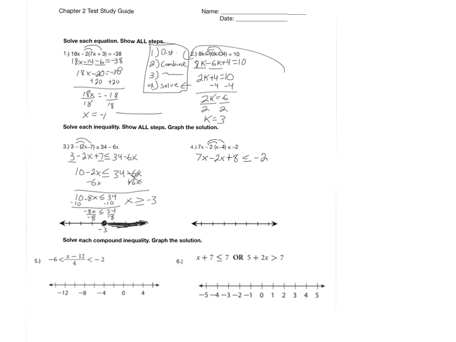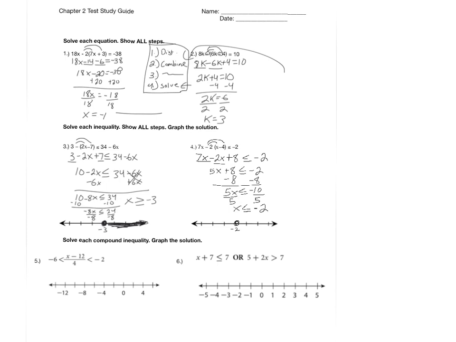Then we combine like terms. So that would be 5x plus 8 is less than or equal to negative 2. Subtract 8 on both sides. We get 5x is less than or equal to negative 10. Then we divide by 5 on both sides, and we get x is less than or equal to negative 2.